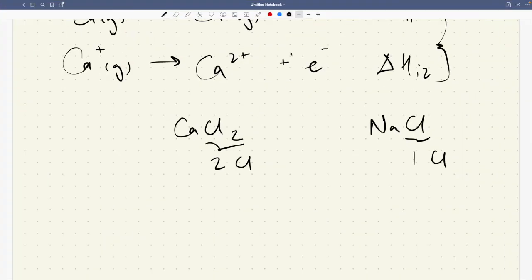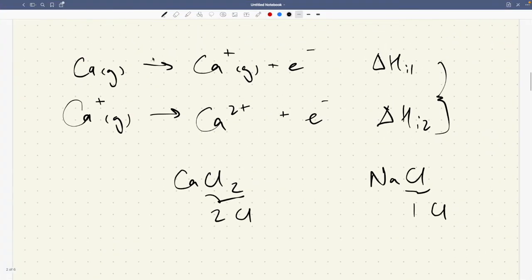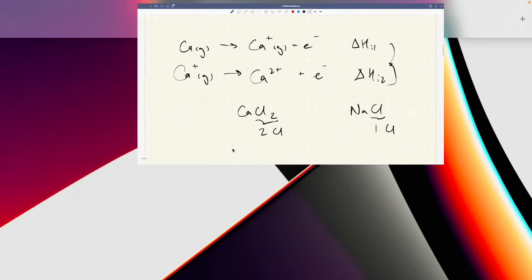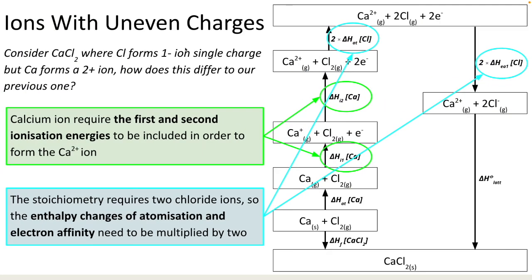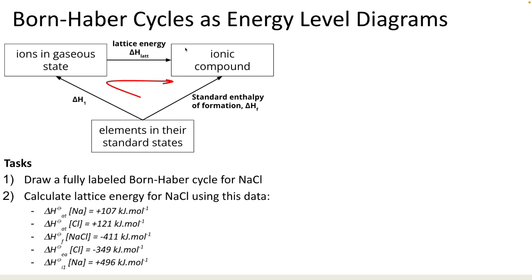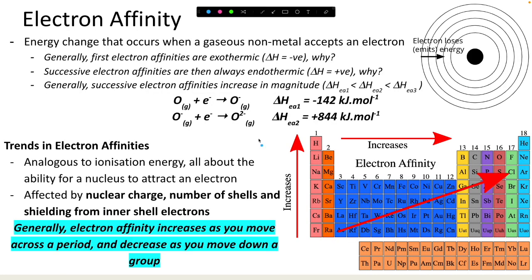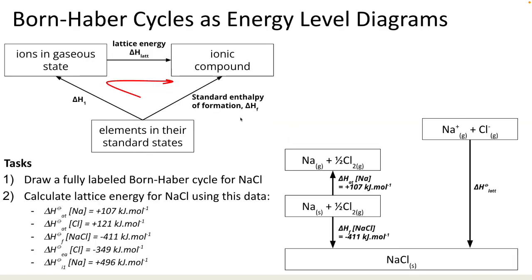Similarly, with the electron affinity, if you're making a 2- ion, for example, or a 3- ion, you've got to make sure that you've got your extra electron affinities. So if you were making an oxide, you would need to have electron affinity 1 and electron affinity 2.